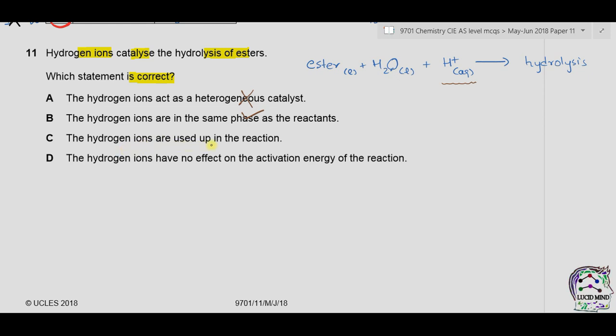C. The hydrogen ions are used up in the reaction. As H plus ions catalyze the reaction, we know that a catalyst is not used up in the reaction. Also we know that a catalyst decreases the activation energy, so D, which says it has no effect on the activation energy, is wrong. Correct answer is therefore B.